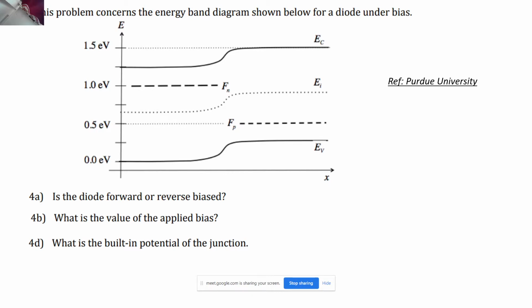Fermi level. Exactly, correct. So are you seeing the Fermi level as constant, or is the Fermi level divided in two parts? Divided in two parts. Correct. So the semiconductor is not in equilibrium. So that means the semiconductor is definitely under some bias. Correct. Now, can you tell me how we are going to determine whether this is a forward bias or a reverse bias?